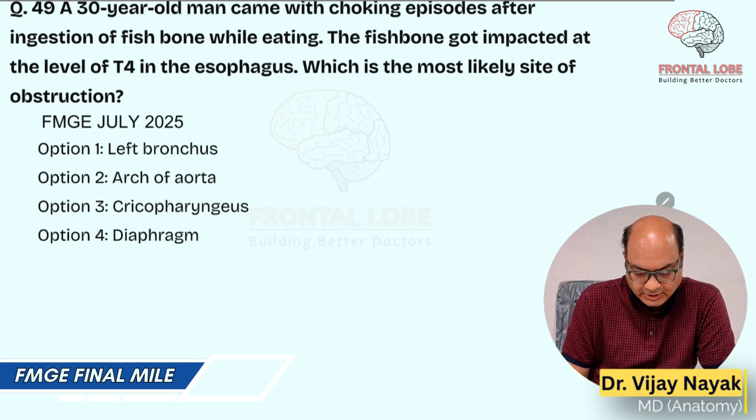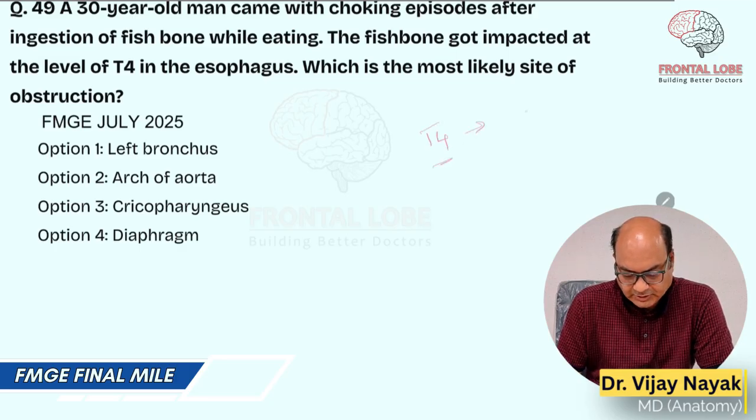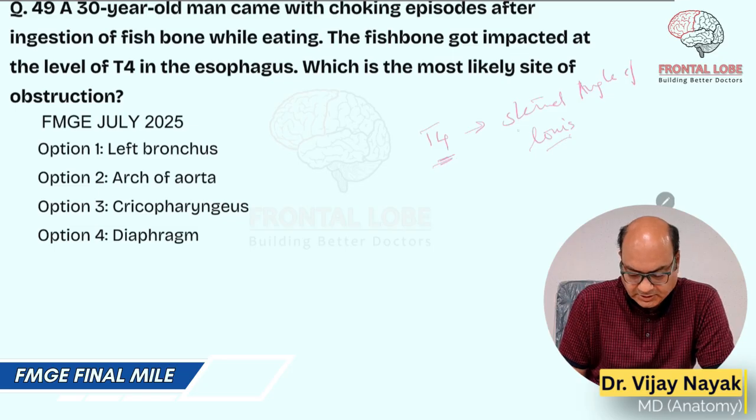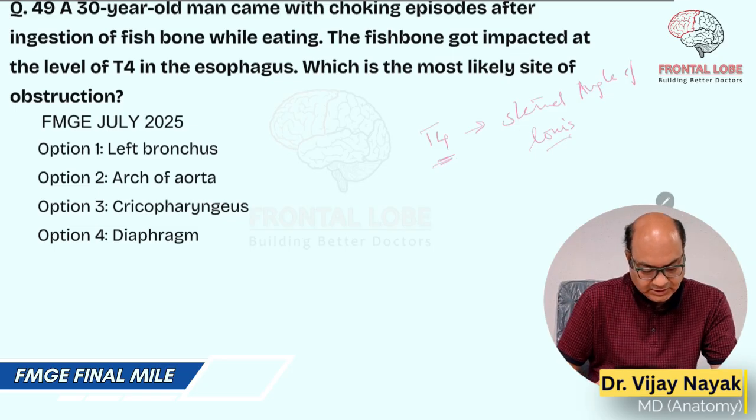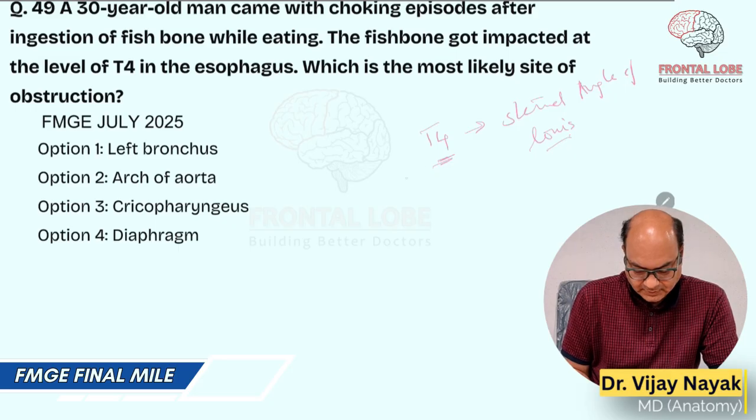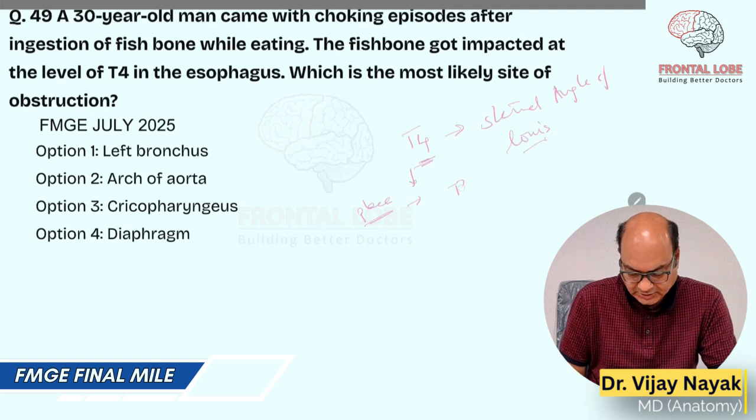So you need to know what all happens at the level of T4. At the level of T4, there is the sternal angle of Lewis. Important thing is the T4 vertebra corresponds to the sternal angle of Lewis. This is a landmark place where the following events occur. One is the bifurcation of the trachea, that is known as the carina.